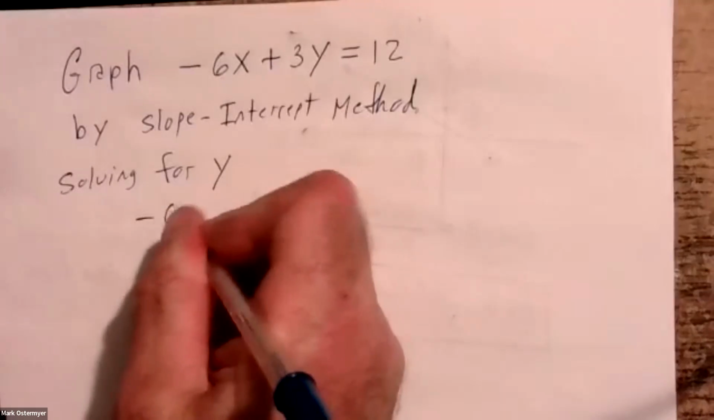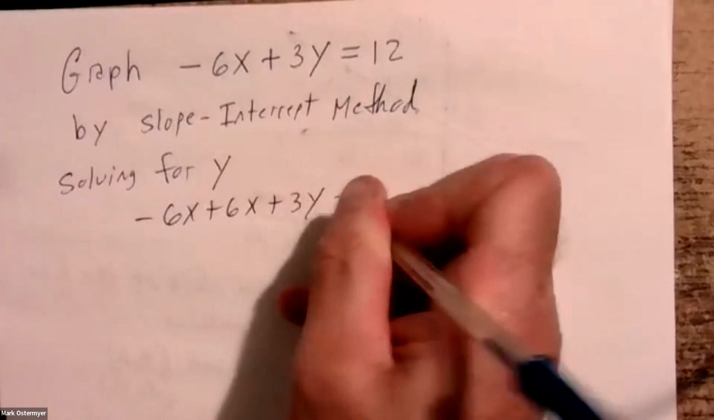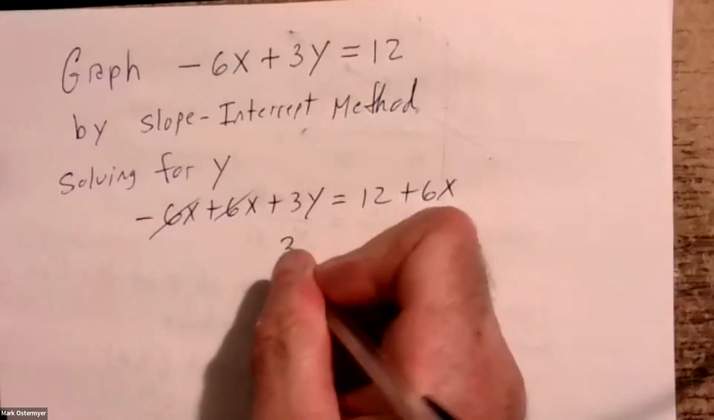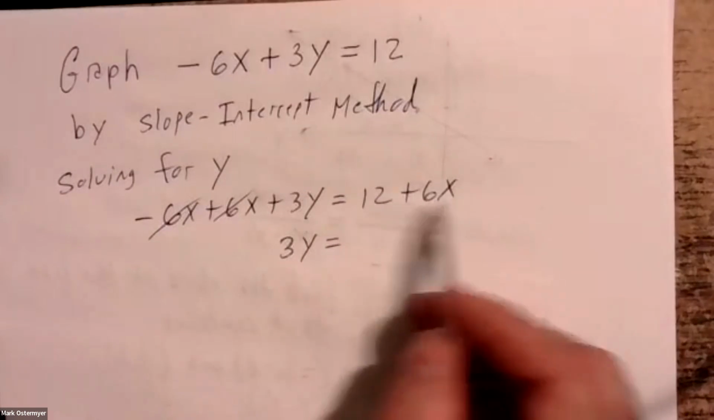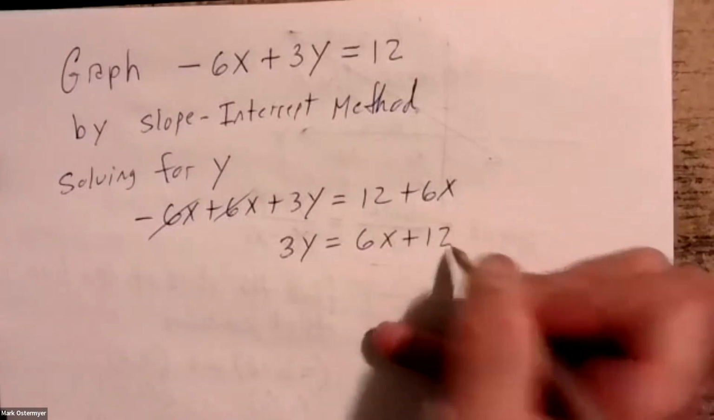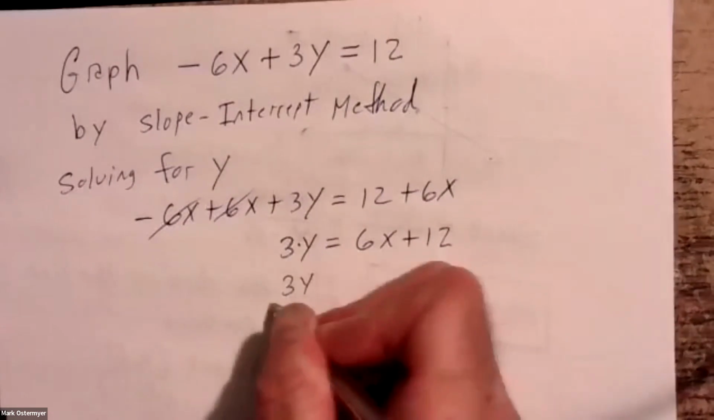Add the 6x to the other side. Let's add 6x to both sides, exactly. So we add 6x to the left, and I add 6x to the right. The 6x's drop out on the left, leaving you with 3y. Now I'm going to flip these terms around because I'm shooting for slope-intercept form. So I'm going to say 6x plus 12, same thing. Now to solve for y, we divide both sides by 3.